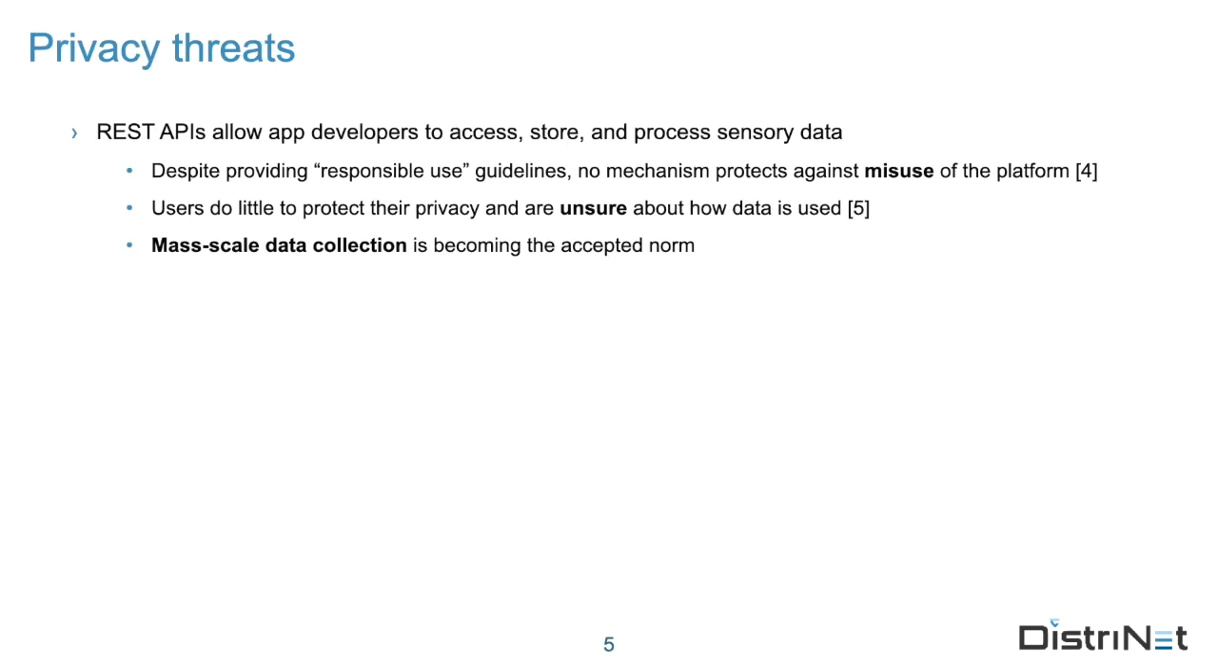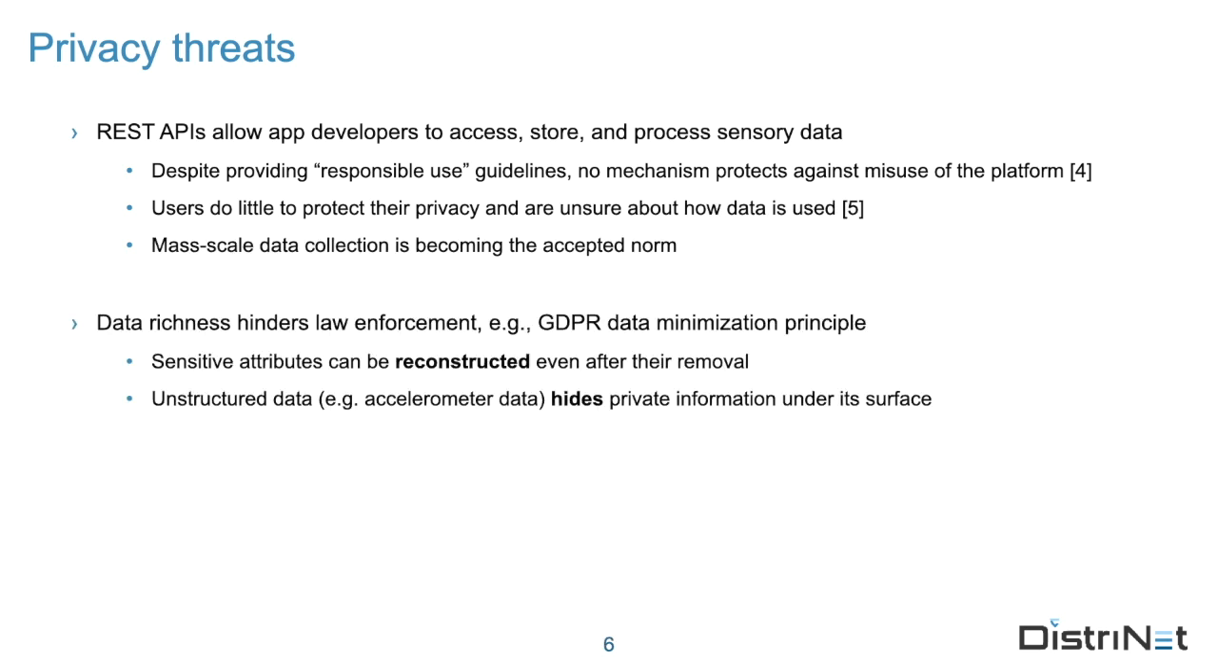In particular, cloud-based service providers like the Google Fit API are making it easier to extract sensor data and process it online. The only protection is given by responsible use guidelines, with no real technical guarantees against possible misuse of the platform. Additionally, user studies document how people tend to be confused about how fitness trackers handle their data, ending up being less careful when accepting their privacy policies. This is leading to a world where mass-scale data collection is not only real but also acceptable.